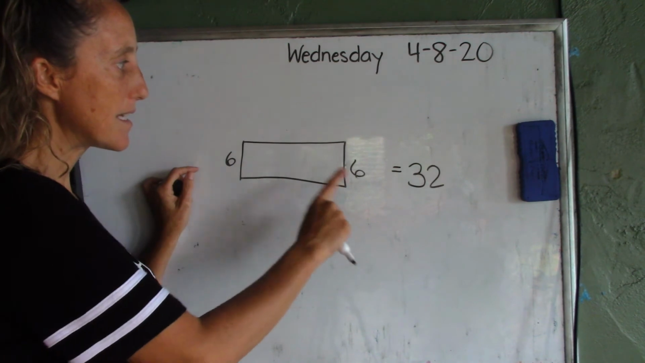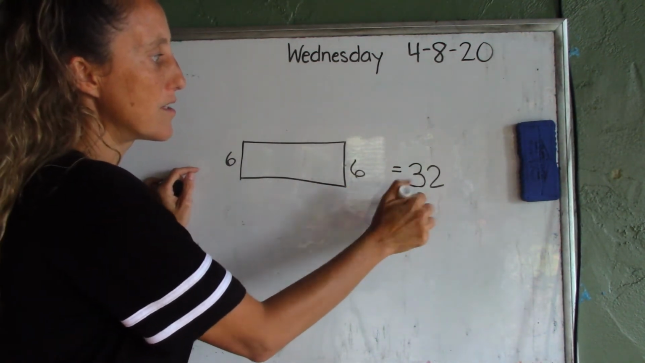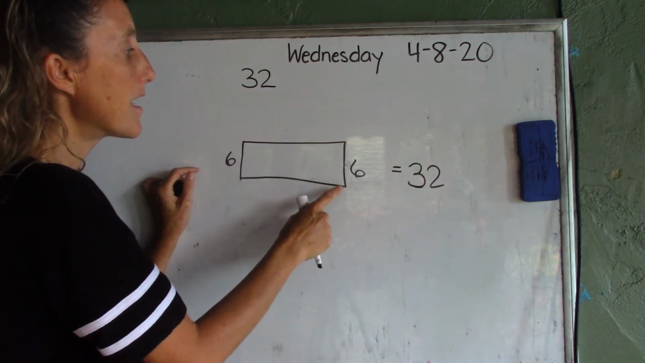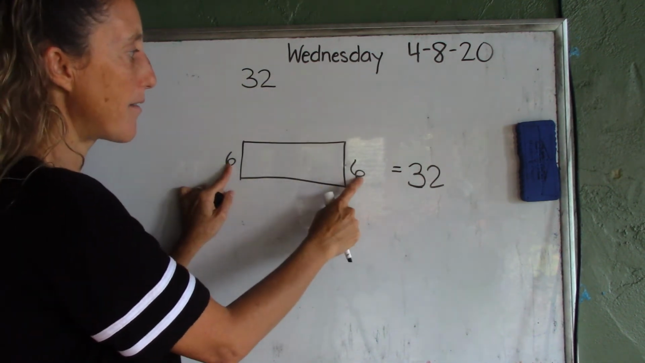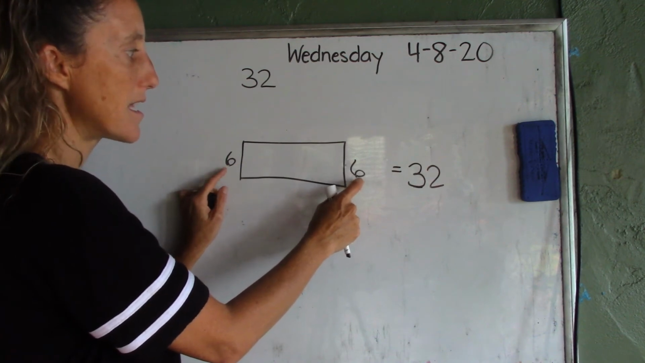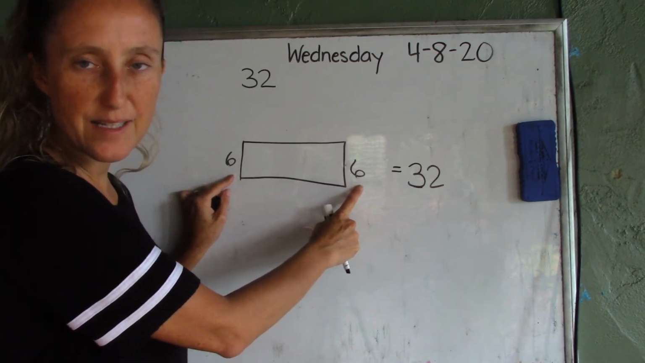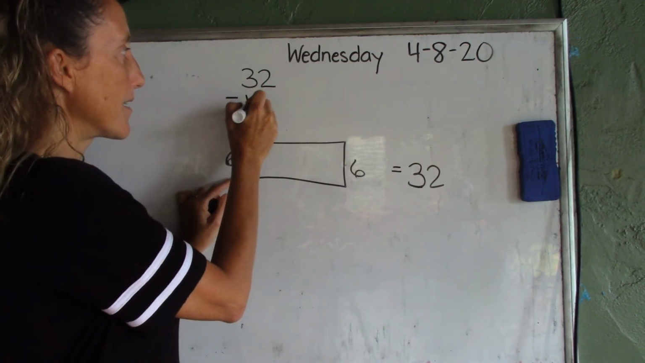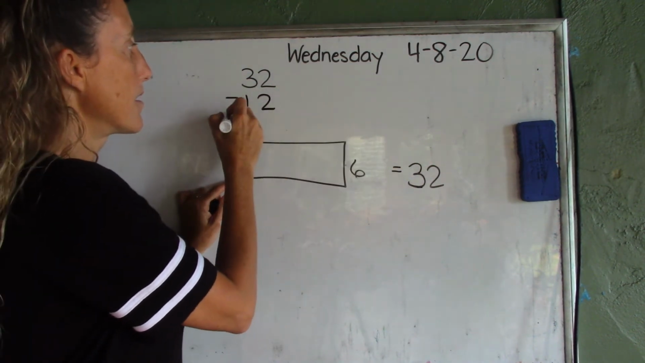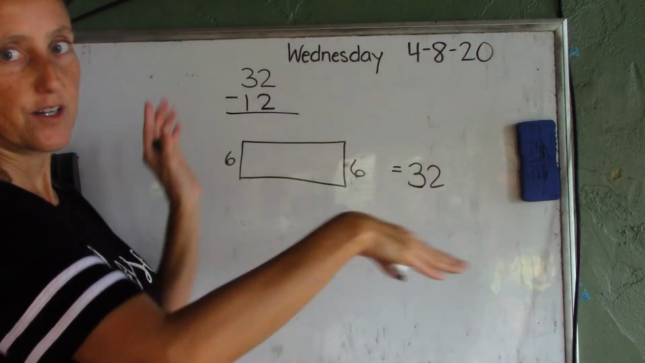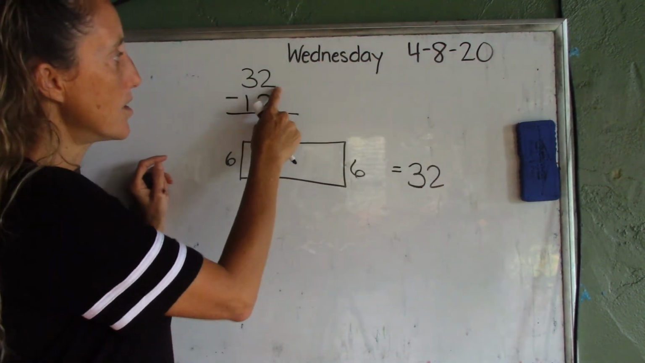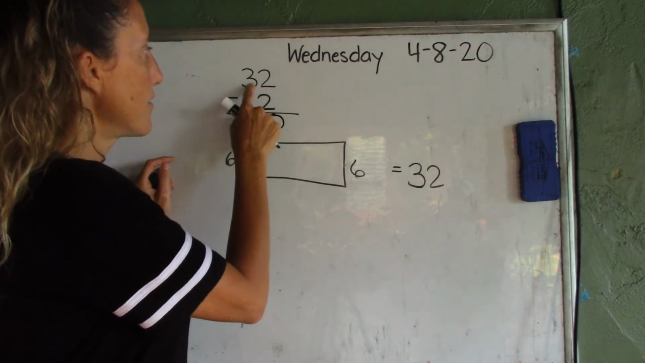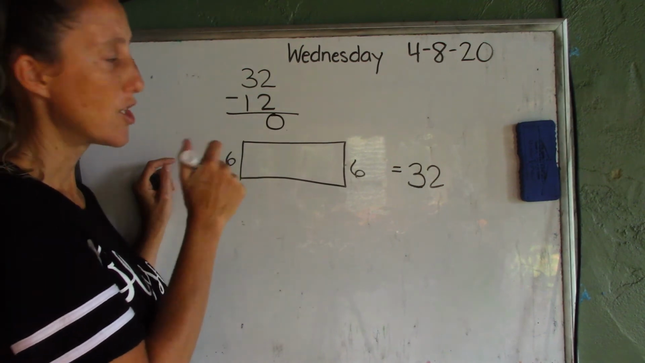So what you do is you take the total, right? The total amount, which is 32, and you're going to subtract what you already know. So I know that these two sides, and when I add 6 plus 6, what's 6 plus 6? 12, right? So I'm going to subtract 12 from the total number. So remember, start on the right side. What's 2 take away 2? 0. And what's 3 take away 1? 2.